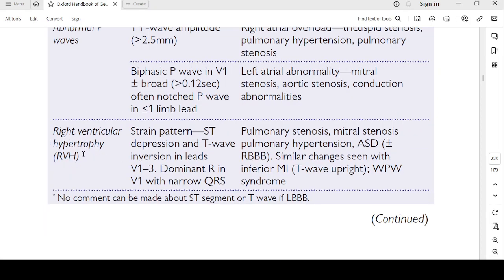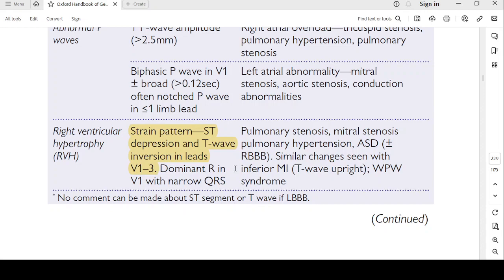Right ventricular hypertrophy, RVH. Strain pattern, right ventricular hypertrophy. There is a strain pattern, that is ST depression and a T wave inversion in the leads V1 to V3. So this is an important thing to remember. Right ventricular strain patterns and left ventricular strain patterns we have to see. A strain pattern is ST depression and a T wave inversion in leads V1 to V3.